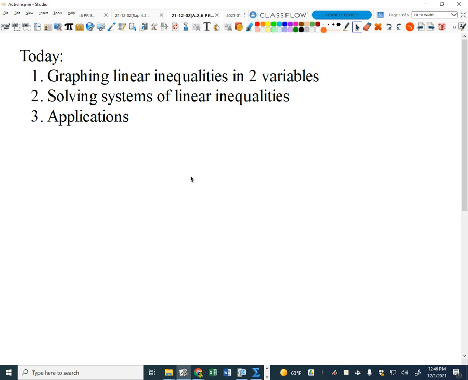We want to look at how we solve systems of linear inequalities, and really we're just solving by graphing. That's the only way we're going to solve these things. And then we'll look at just a couple applications and call it a day.